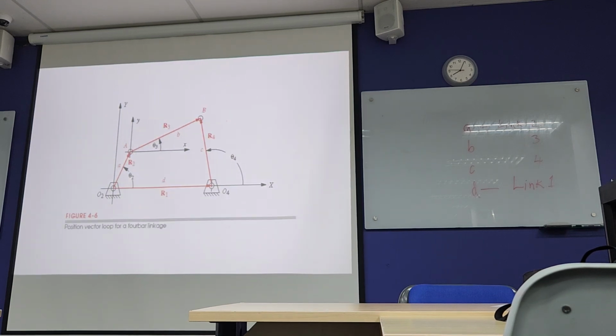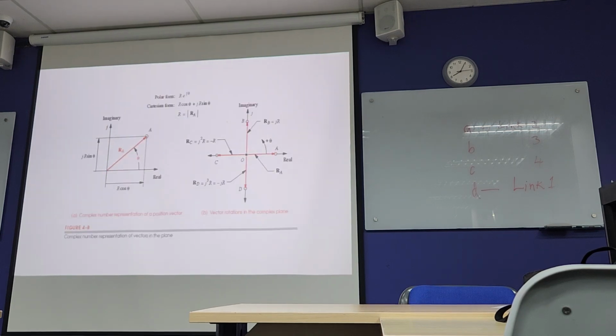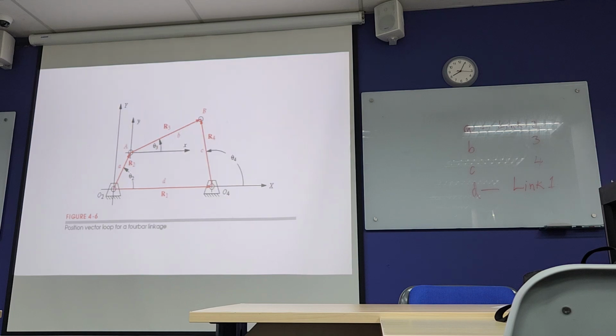Okay, so the mechanism given to you is something like this. So R1 refers to the length of link 1, or in alphabetical form it is D. Length of link 2 is A, length of link 3 is R3 or B, and this is C. Okay. So theta 2.